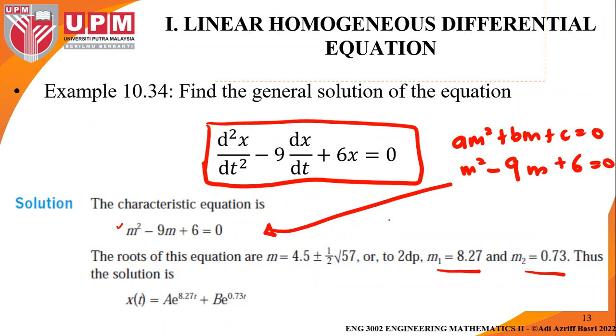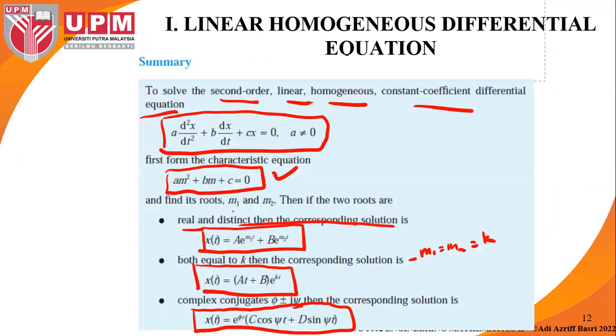So here you can use plus minus square root of b square minus 4ac. Okay, so then you will get this answer. What is your root of m? So you get the plus minus, which is 8.27 for m1, m2 is 0.73. So when you get this, this will be classified under this form, the real and different roots.